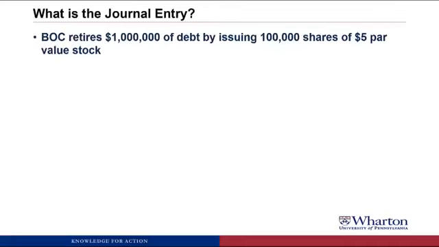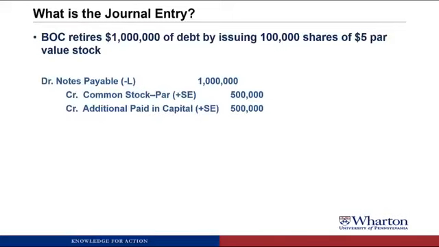BOC retires $1 million of debt by issuing 100,000 shares of $5 par value stock. In this transaction, we're reducing a liability. Anytime we reduce a liability, we need to debit the liability to make it go down. So we debit notes payable for $1 million to reduce it by $1 million. Now we need to increase stockholders' equity by $1 million, but we have to split it into the common stock and the additional paid-in capital.